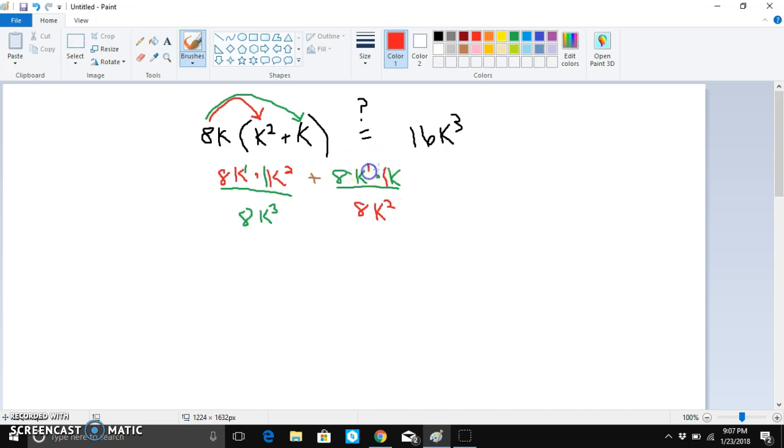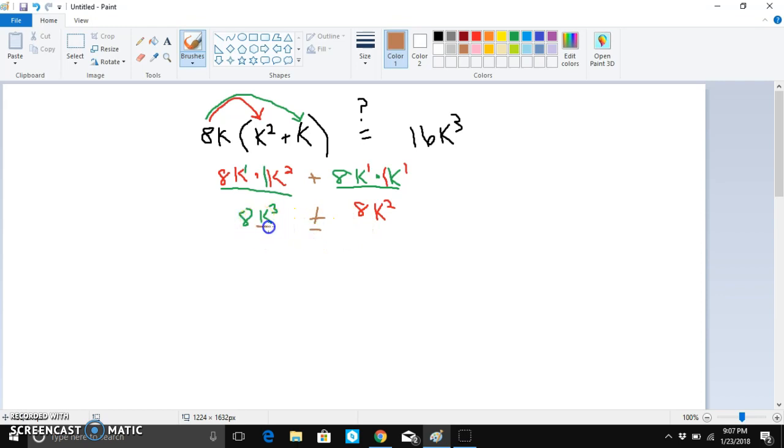Okay, because the exponents would be 1 if you don't see it, and you simply add the two together to get the exponent for this k. Okay, what we have left is 8k cubed plus 8k squared. Now remember your rules of addition. You're only allowed to combine these two terms if they have the same ending, since we are adding.